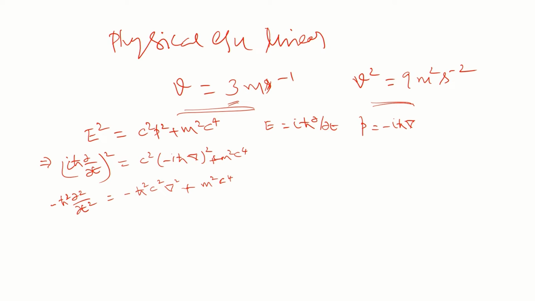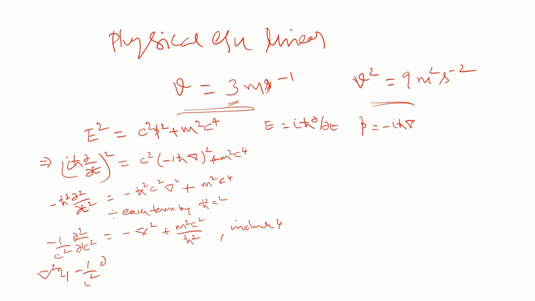Now including psi, you divide each term by ħ² c². You have minus 1 by c², ħ² will be cancelled, ∂²/∂t² equal to, here it is minus del² plus m² c² by ħ². Bringing this term here, del², and include psi. So we have del² psi minus 1 by c² ∂² psi by ∂t² equal to m² c² by ħ² into psi.